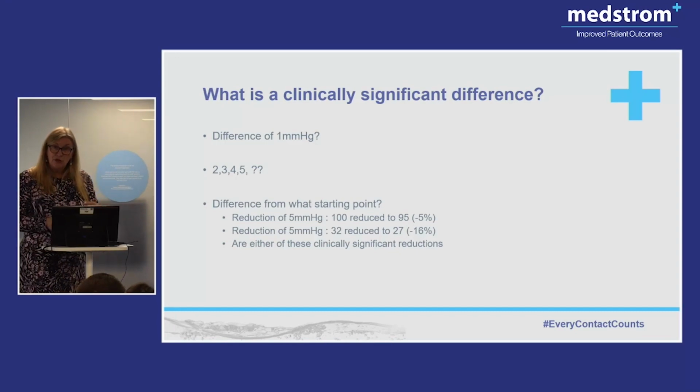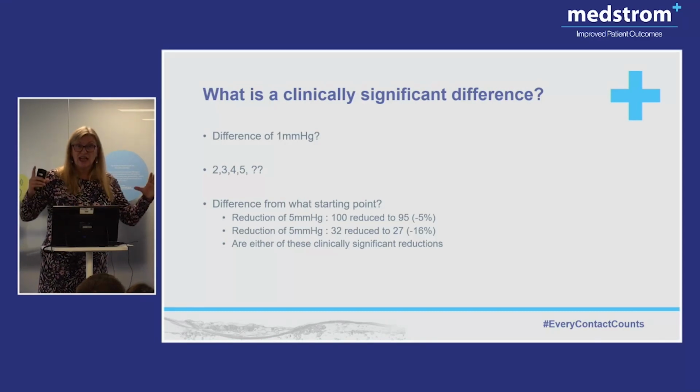That's a percentage reduction. So you know when we look at wound size, we don't say that's reduced by 1 centimetre, we say it's reduced by 10%, because it depends on the size of the wound to start off with. If your wound's this big, a centimetre is not very much. If your wound's that big, it's healed.